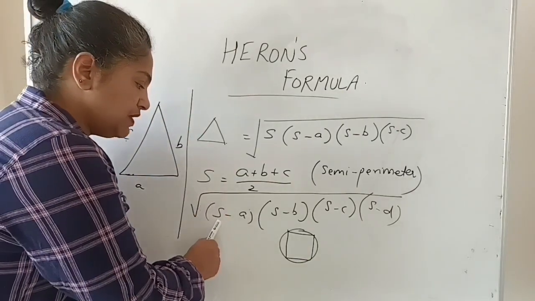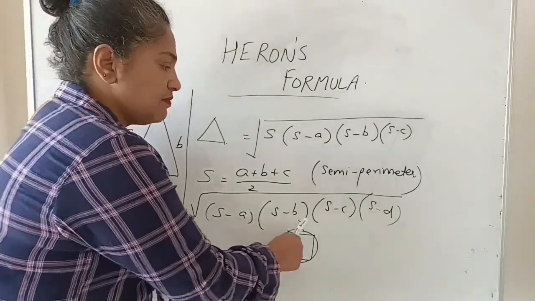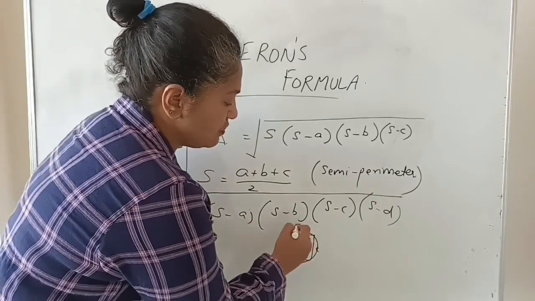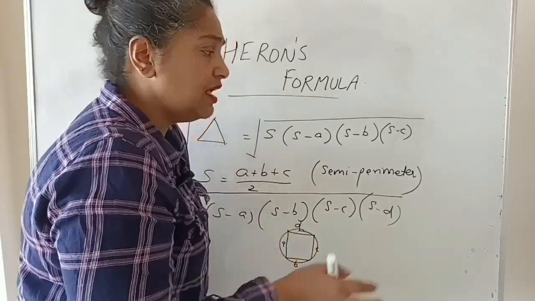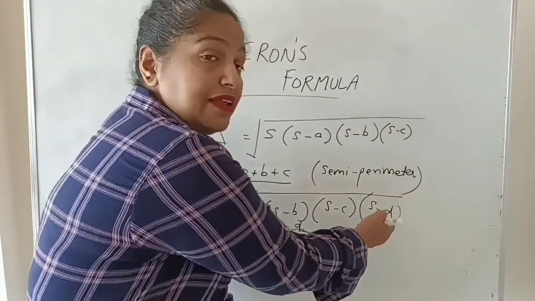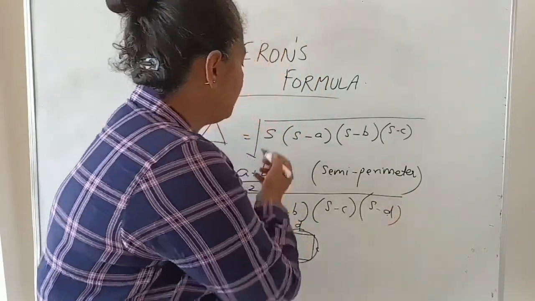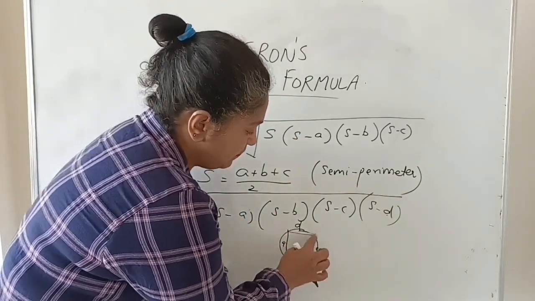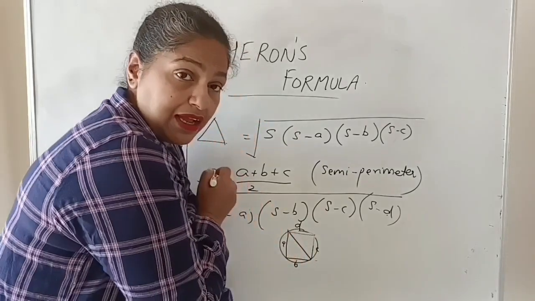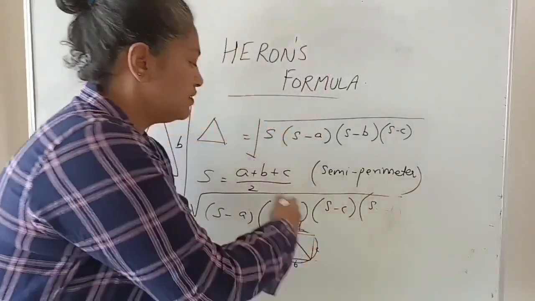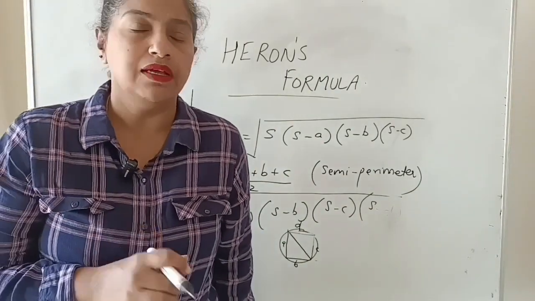Brahmagupta's formula is root of (S minus A) into (S minus B) into (S minus C) into (S minus D), where A, B, C and D are the measures of the sides of the cyclic quadrilateral. And when the value of one side, let us say D, becomes 0, it becomes Heron's formula. Suppose this side D was not there, this would become a triangle, right? So D is 0, and this became Heron's formula.